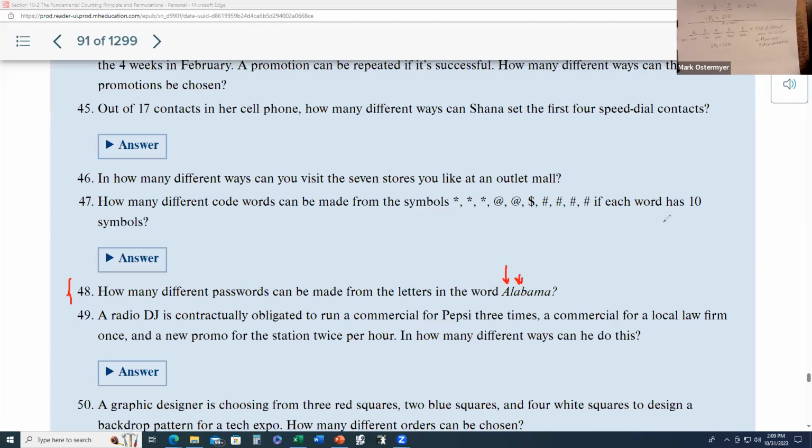All right, you go ahead, figure out how many different passwords can be made from all the letters in the word Alabama. They have to be different or unique passwords. No repeats, no redundancy. Go ahead and figure out how many you can arrange.